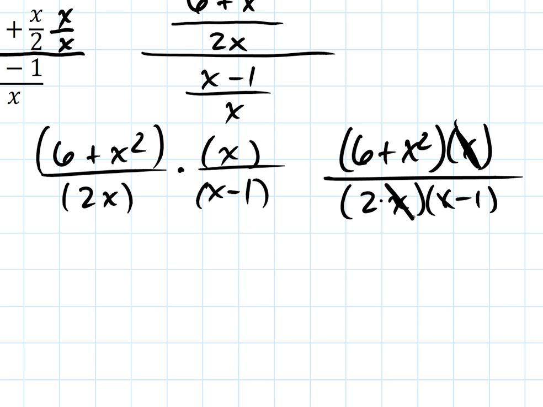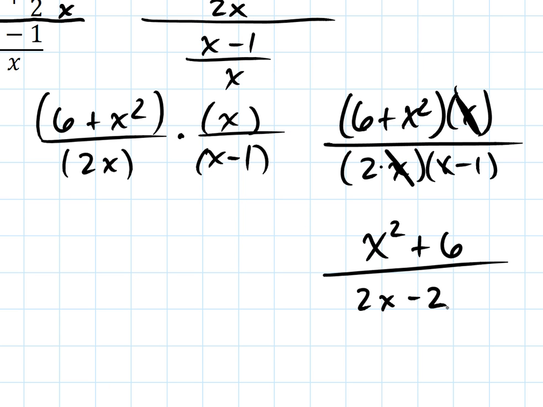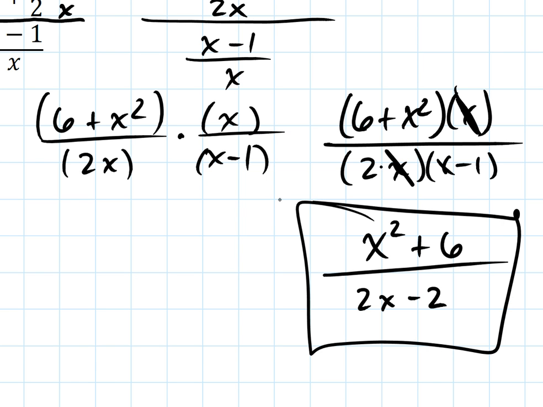So my numerator ends up being, if I write it in a more traditional form, x squared plus 6, and the denominator becomes 2x minus 2. 2x minus 2. And that is that.